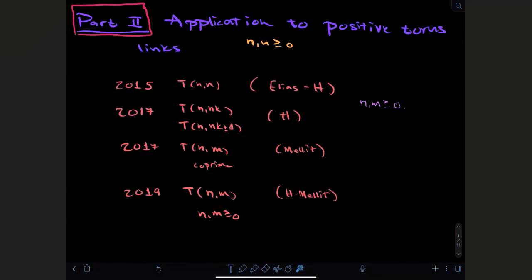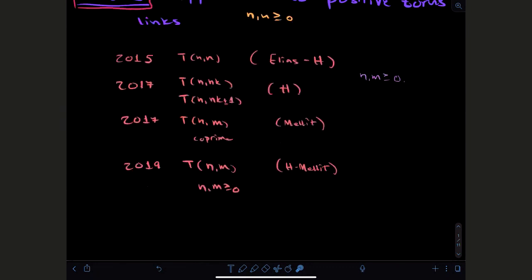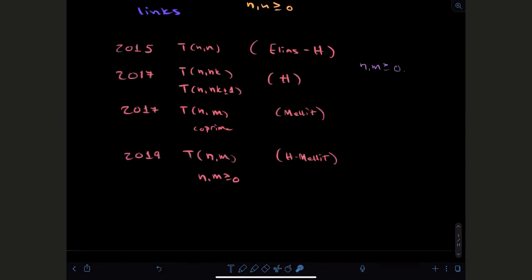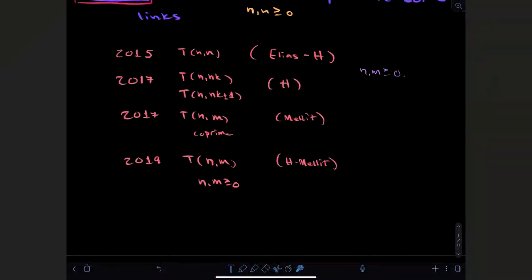Let me also add that, using these ideas, there are certain other links that are not torus links which can be computed. I won't talk about that today, but there are other links that can be computed this way. I hope somebody out there in the audience will find other applications to this technique.